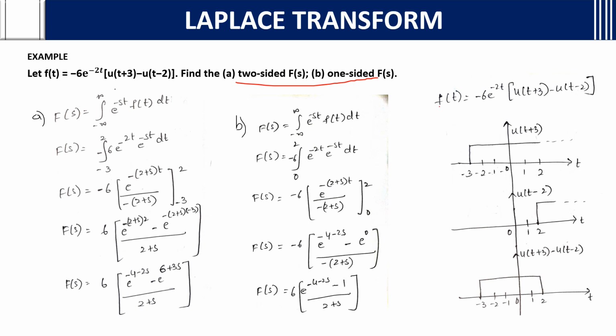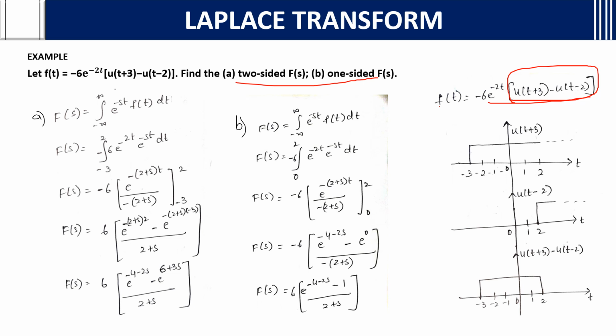first you write the function. It is minus 6 into e power minus 2t, u of t plus 3 minus u of t minus 2. What I will do is, I will separately do this function using the graph, u of t plus 3 minus u of t minus 2, so that you can remove that part and put that in the integral.